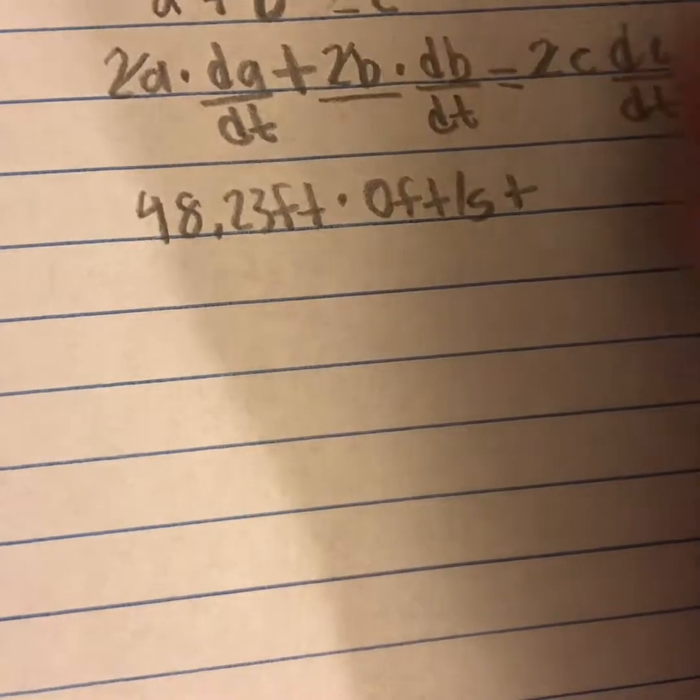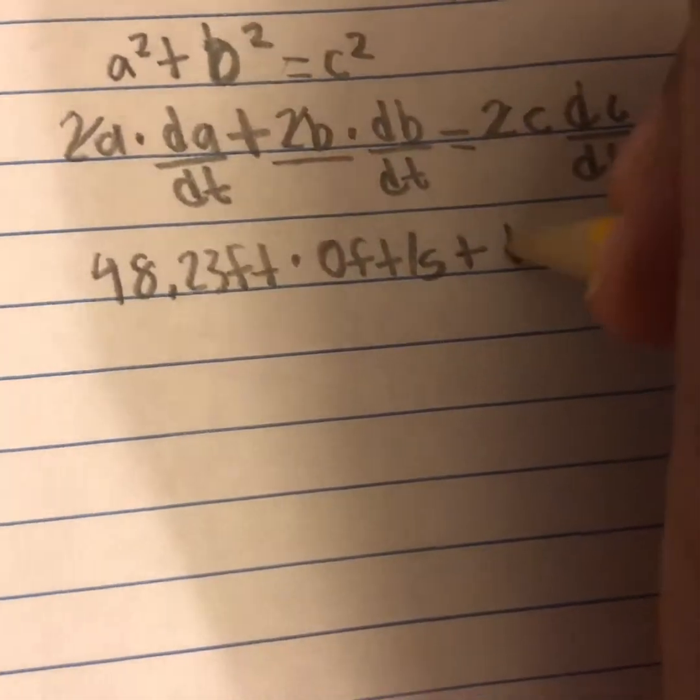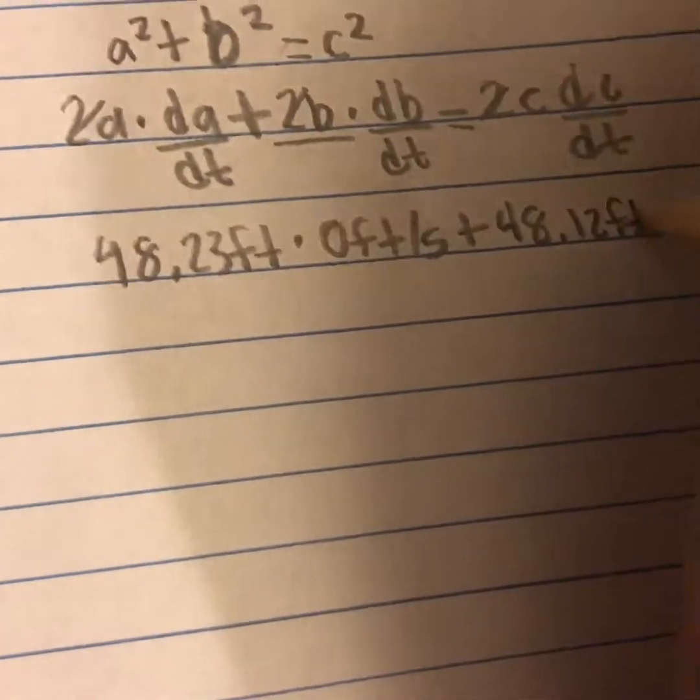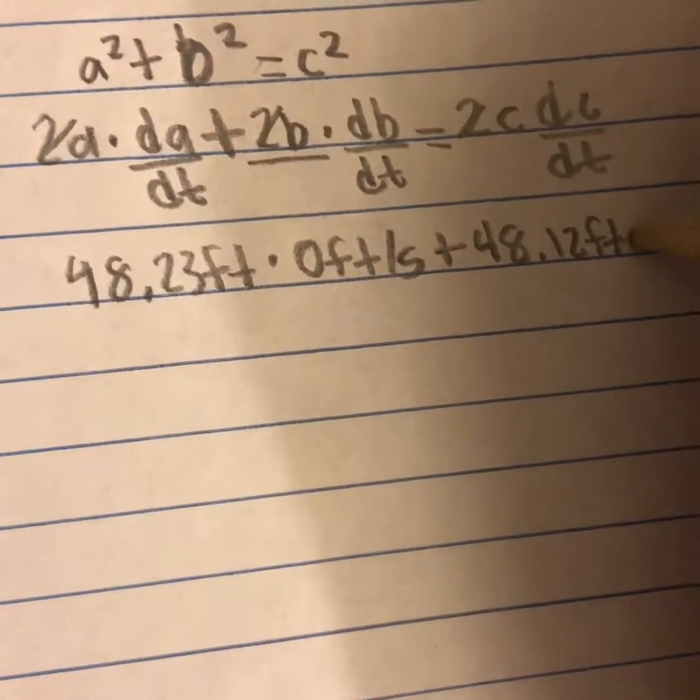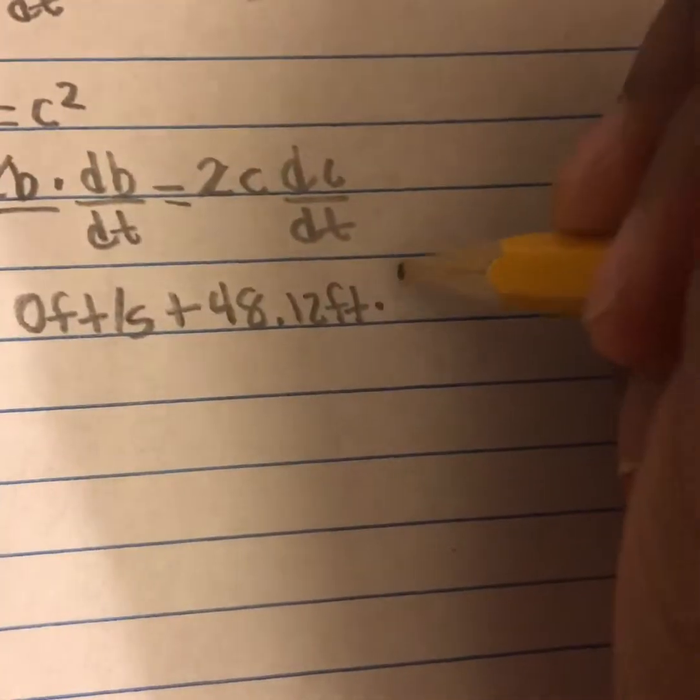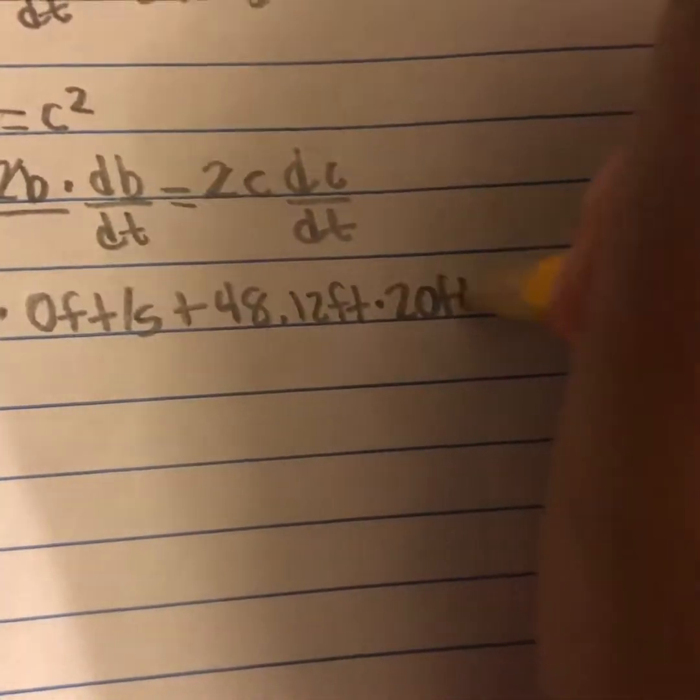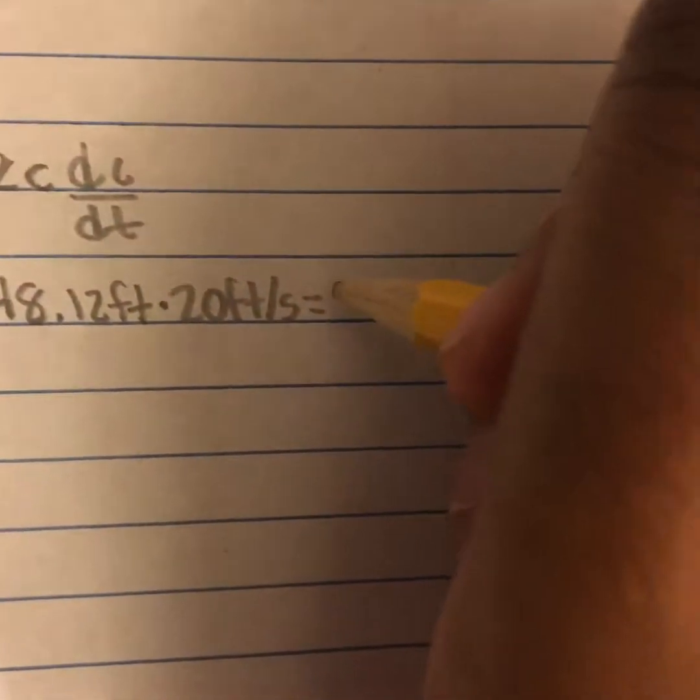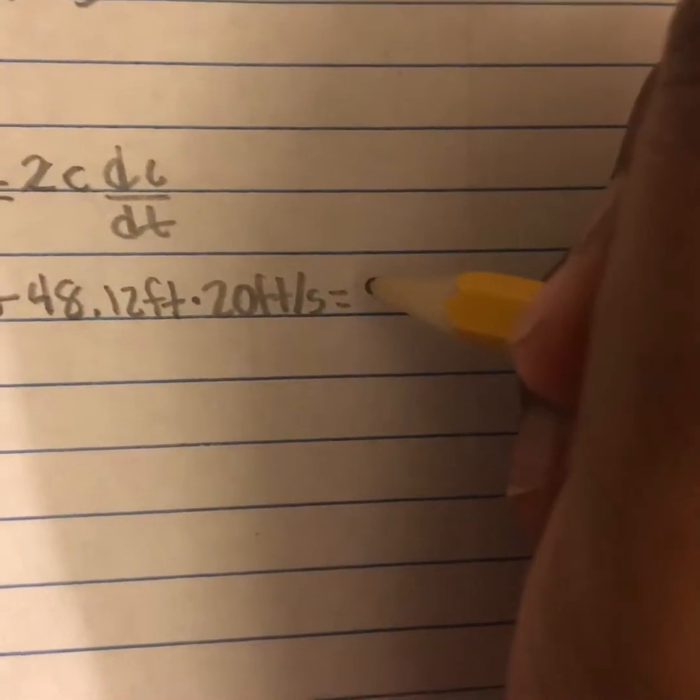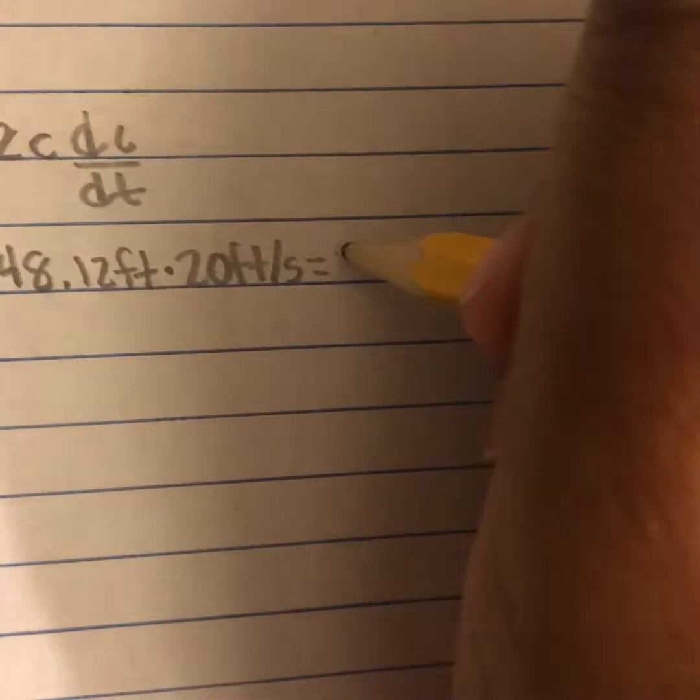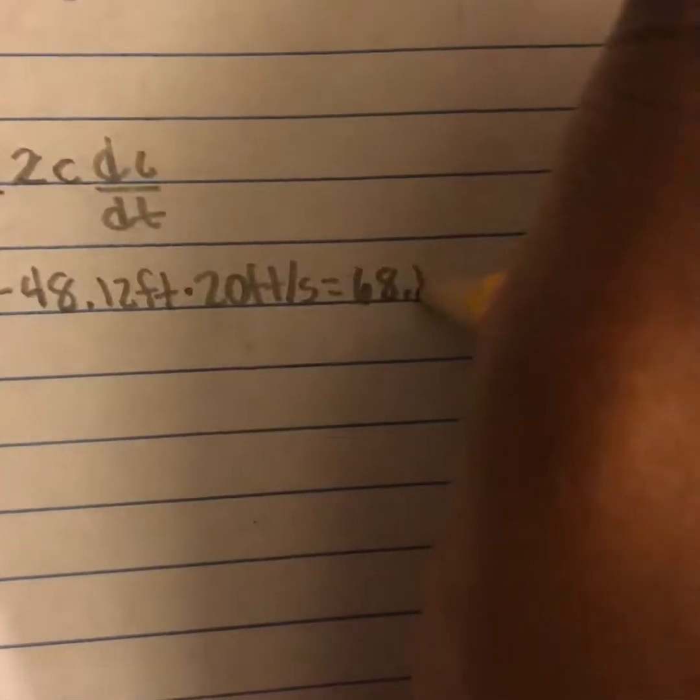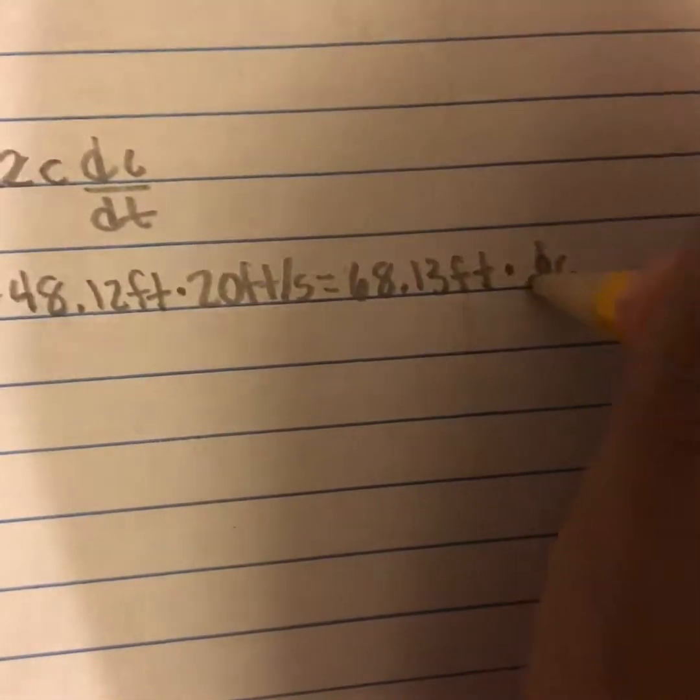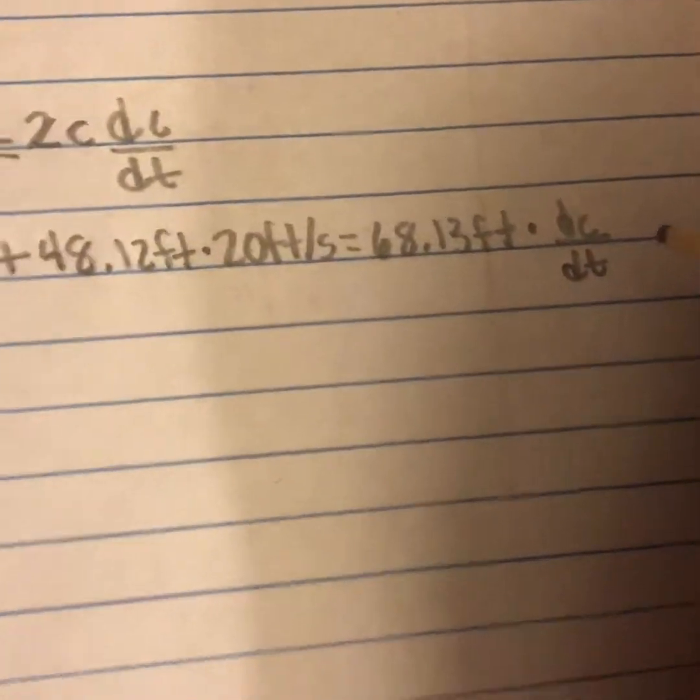Plus B, which is 48.12 feet, times the derivative of B with respect to time, which is 20 feet per second, which equals, oh yeah, we don't need the 2. Which equals C, which is 68.13 feet, times the derivative of C with respect to time, which we don't know yet.